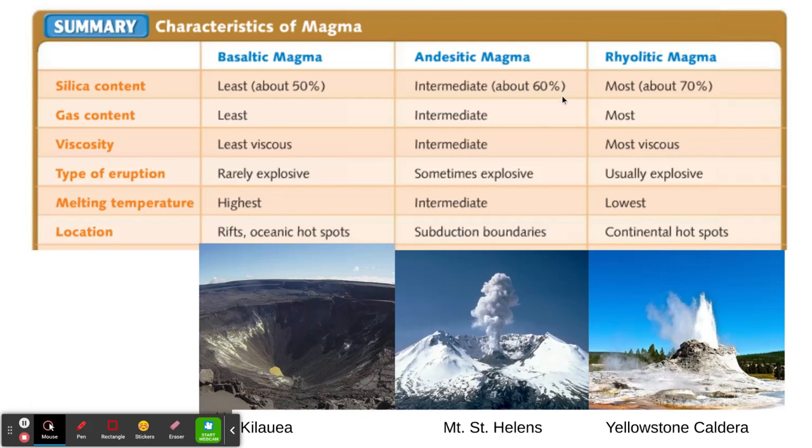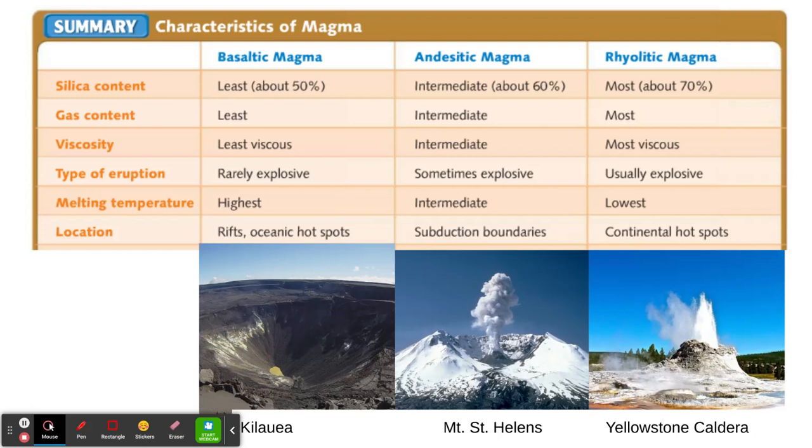On the other hand, we have the rhyolitic magma. These are the ones with the highest amount of silica in them. So this would be the most felsic of the magmas. It's got the highest gas content because the quartz or the silica traps the gas bubbles more easily. It's the most viscous of the magma. It does not flow easily. Its eruptions are usually explosive, and it's got the lowest melting temperatures.